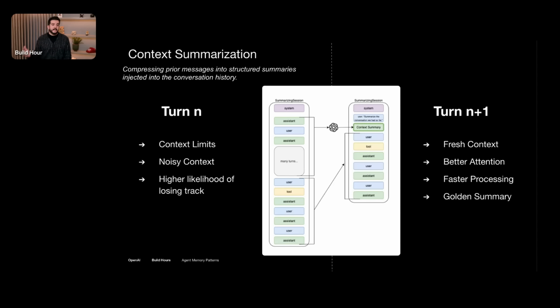And then the next technique we have is context summarization. It basically means compressing prior messages into structured summaries, and you can inject them into the context history. So here in turn N, you see lots of messages, noisy context again, and you're basically keeping the last N messages and just summarizing or compressing the previous ones so that you'll have fresh context, better attention, faster processing, and at the end of the day, you'll have a golden summary.